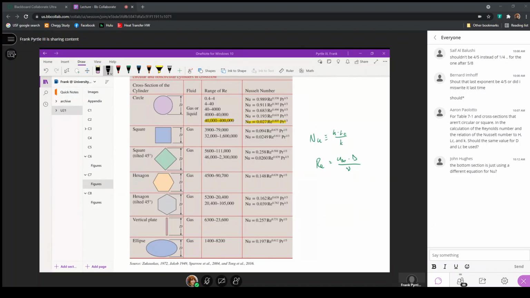John, I'm not sure what you are referring to when you say the bottom section is just using a different equation. I don't know what that means, or what you're trying to ask. So when referring to these expressions for the Nusselt number, it's in consideration of what the flow is like, where you solve for a heat flux a second time.